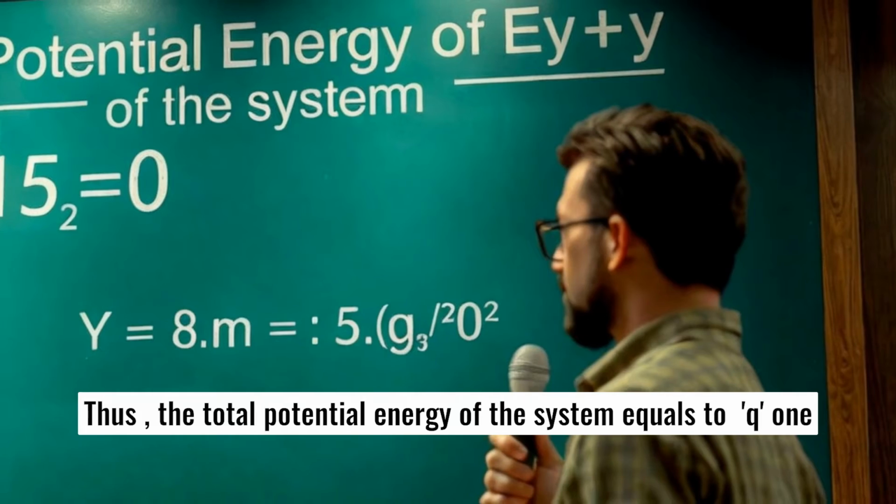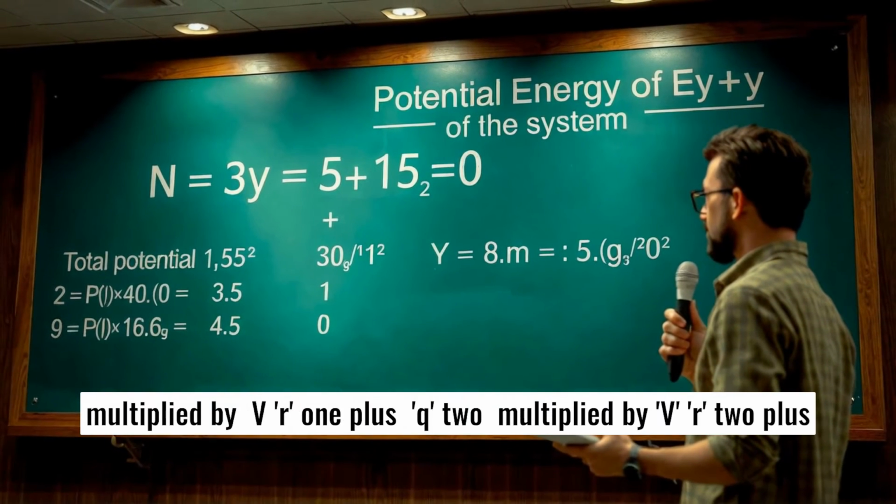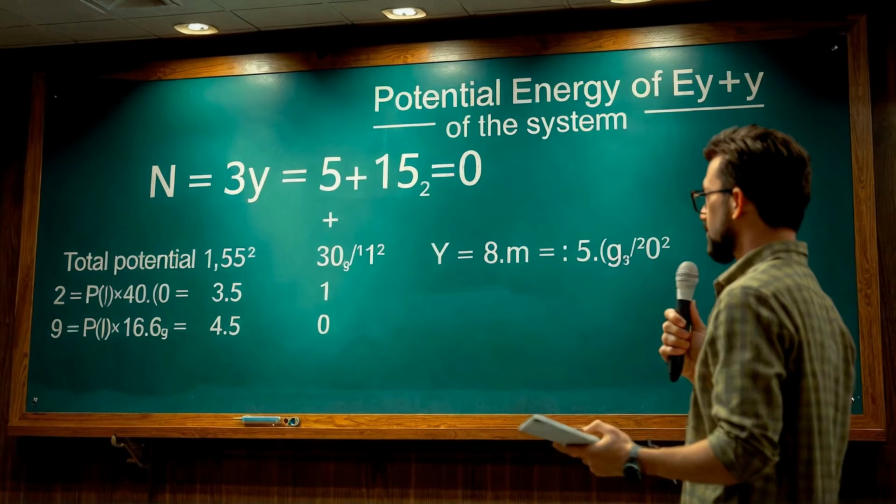Thus, the total potential energy of the system equals Q1 multiplied by V(R1) plus Q2 multiplied by V(R2) plus Q1 Q2 divided by 4 pi epsilon 0 R12.